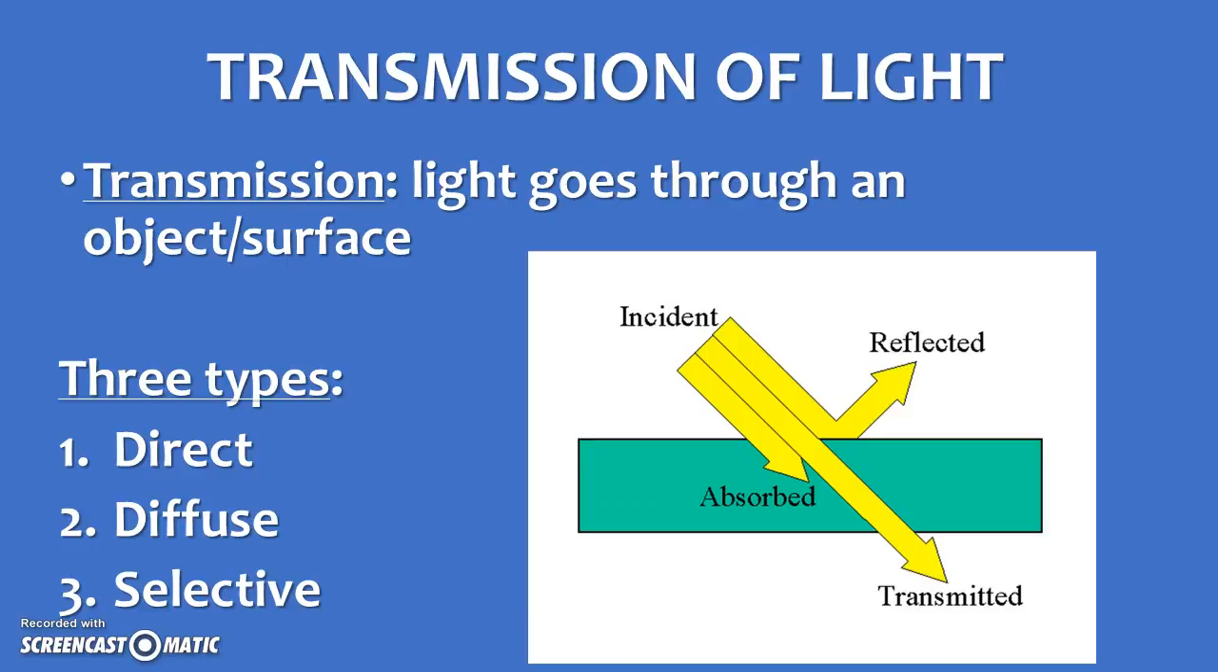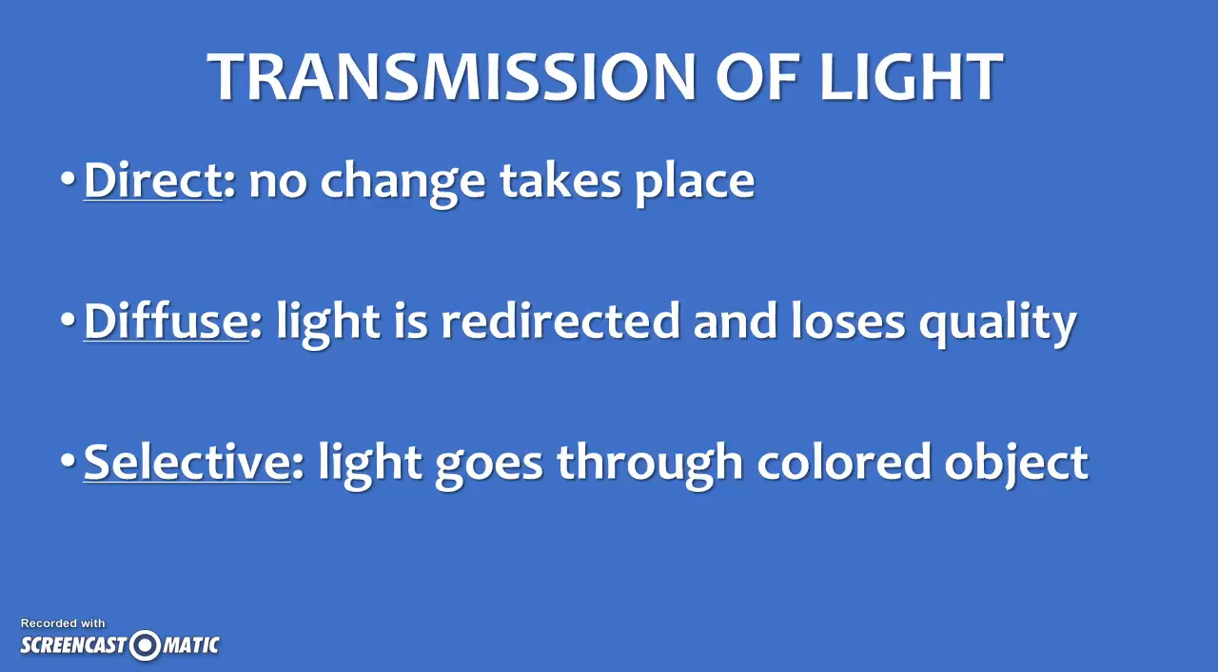In direct transmission, no change takes place. No change in frequency, no change in the quality of the light. It just passes right through the object. Diffuse transmission is when light is redirected and loses some of its quality. And selective is light goes through a colored object. This will make more sense when I give you some examples. So let's go to that.